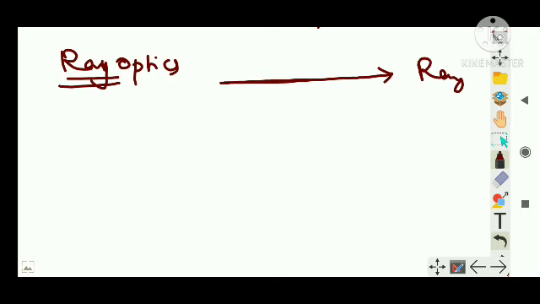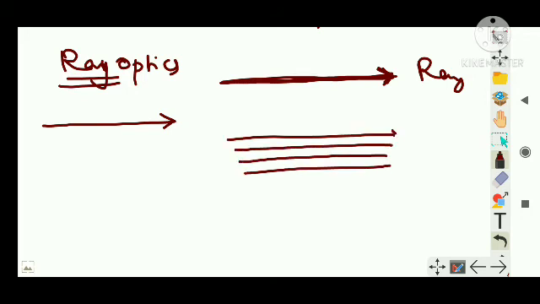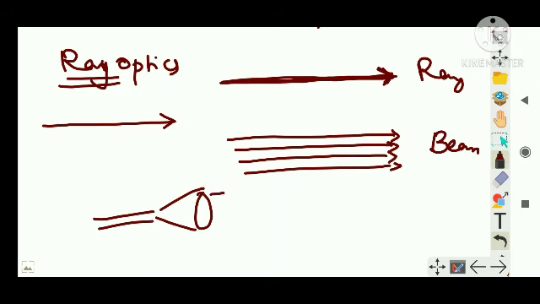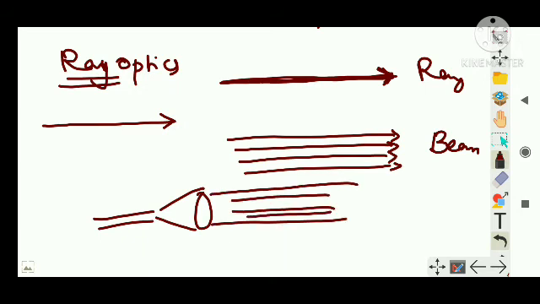A light source which is just one line, right, and light always travels in a straight line. But out of this, when I take just one segment or one line, that becomes a ray. And a collection of a lot of rays is known as a beam. So when you use a torch to see something, what you get is known as a beam of light.